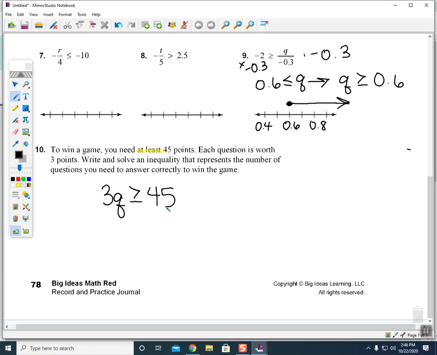So in order to get Q by itself, I'm just going to divide both sides by 3. I'm left with Q needs to be greater than or equal to 45 divided by 3, which is 15. So I need to answer at least 15 questions correctly in order to win the game.